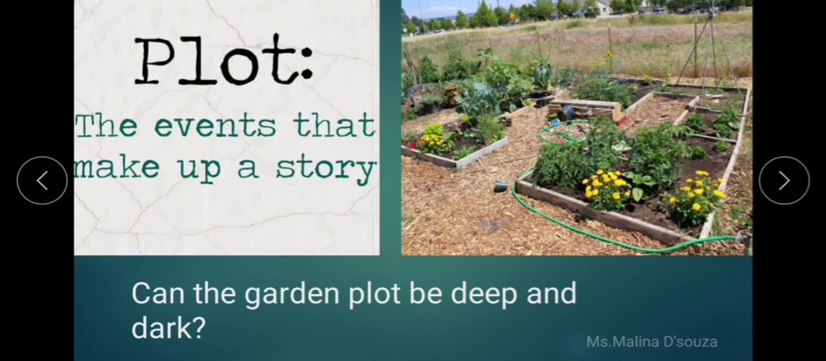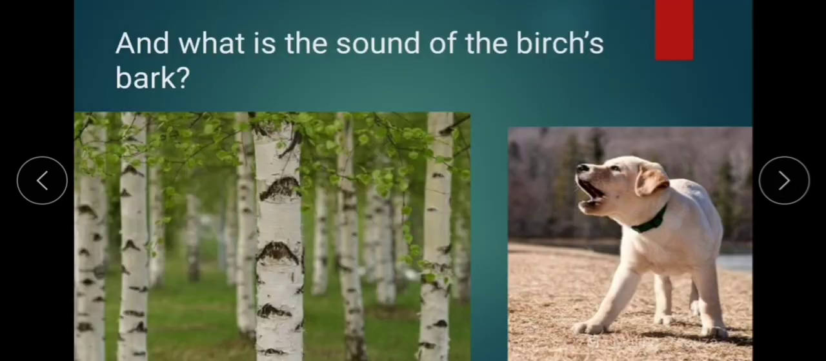Now the next line, the last line of the poem. What is the sound of the birch's bark? Now over here, birch is the tree that you see, the bark of the birch's tree. Now when we talk about the birch tree's bark, does the bark of this tree produce a sound? No, we know that. But then which bark are we talking about? The bark of a dog. So the word bark is a homograph here.